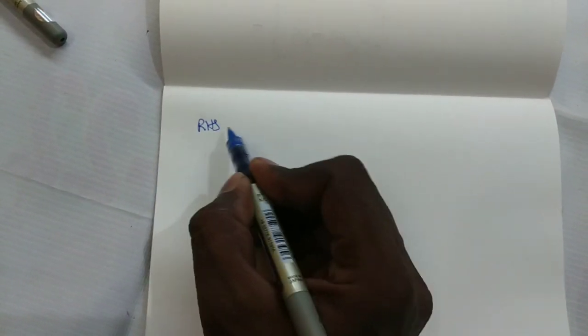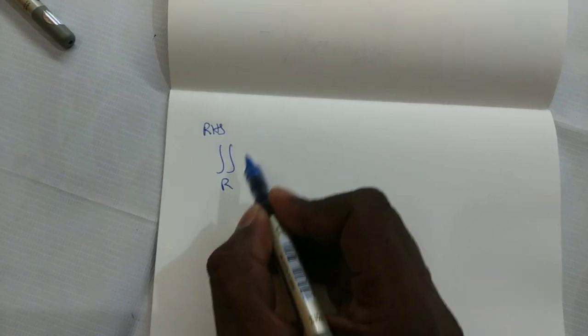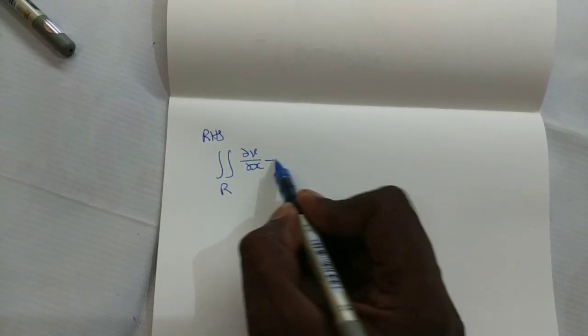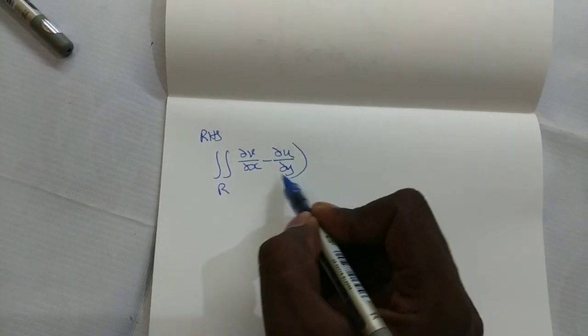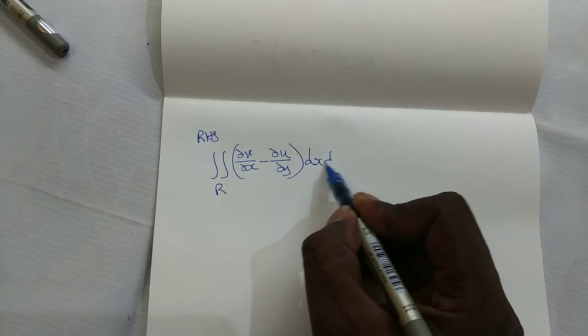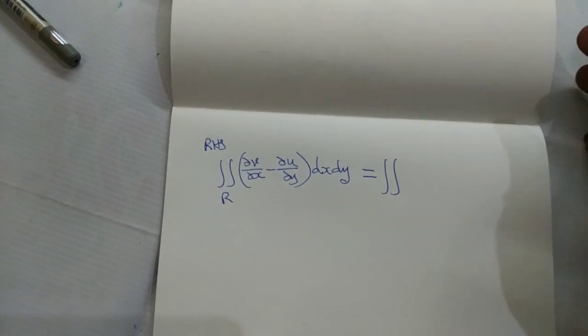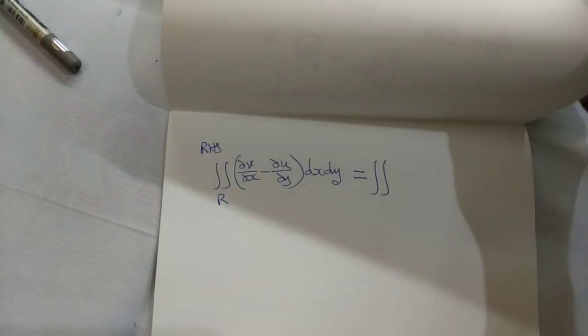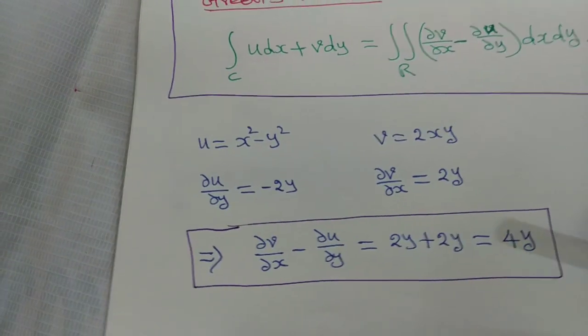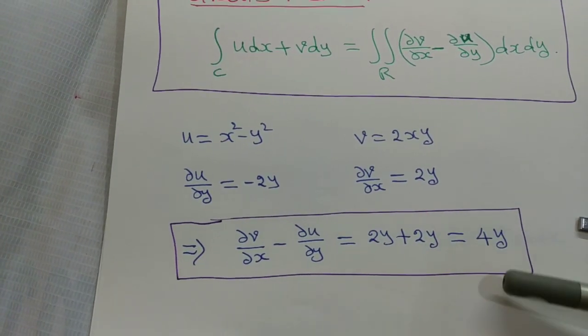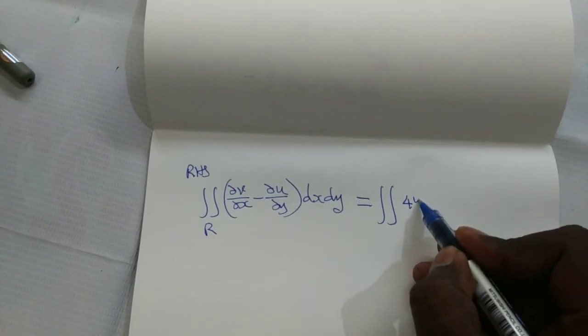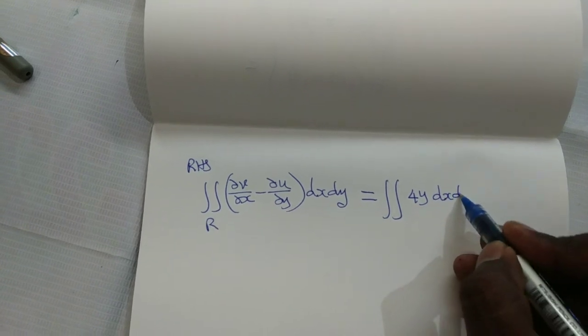Now the RHS of the Green's theorem: double integral over R of ∂v/∂x minus ∂u/∂y into dx dy. Already we found this. What is that? The value of ∂v/∂x minus ∂u/∂y is 4y. So I am going to substitute here 4y into dx dy.